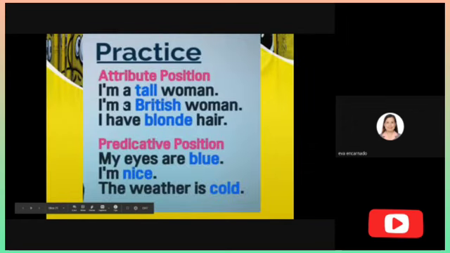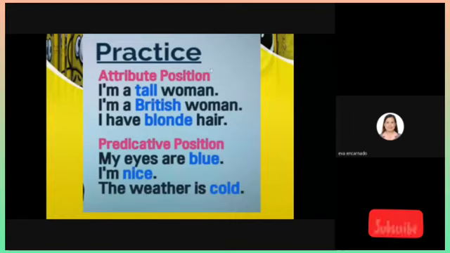Alright, so, let's see this one. When we say attribute position or attribute adjective, di ba sabi ko sa inyo, your adjective and then immediately comes your noun. Tall woman. Sino yung tall? Yung woman. British woman. Alright? Yung dinidescribe niya, katabi niya. Gets nyo?